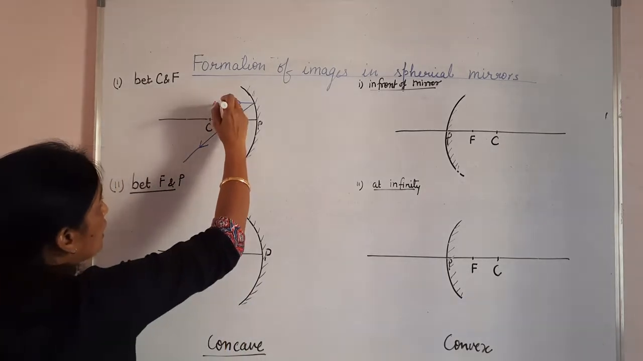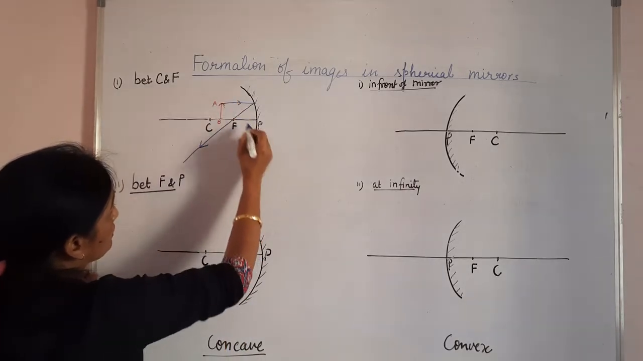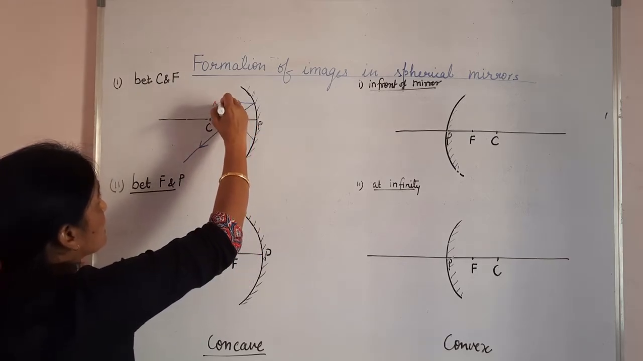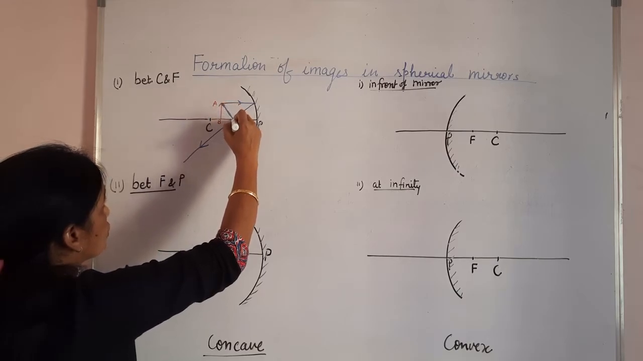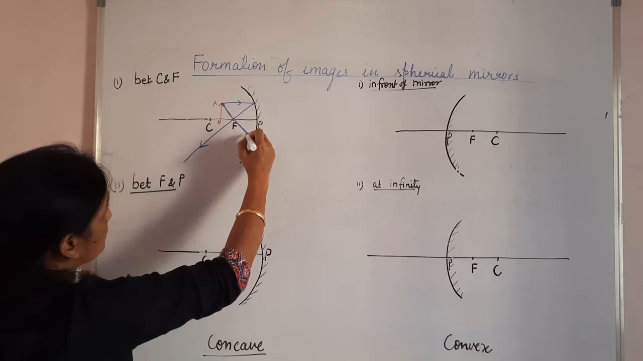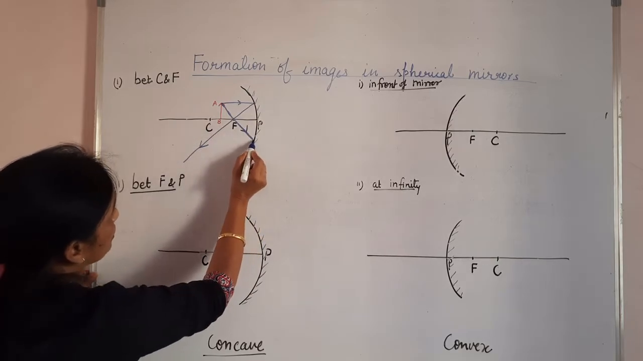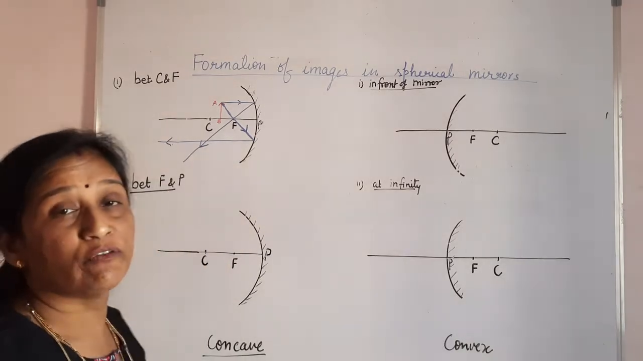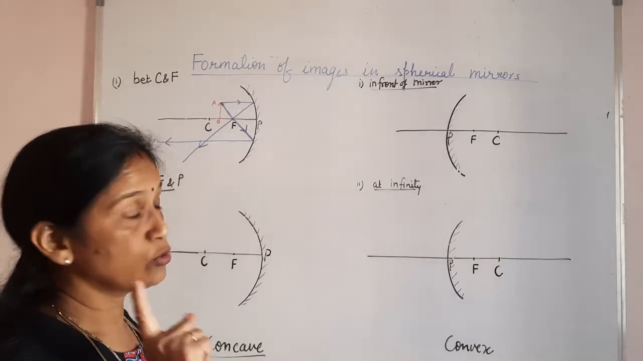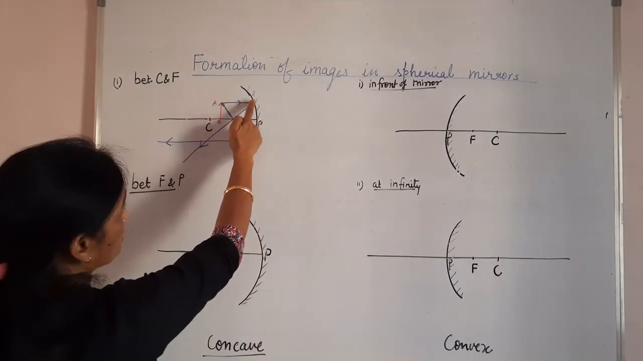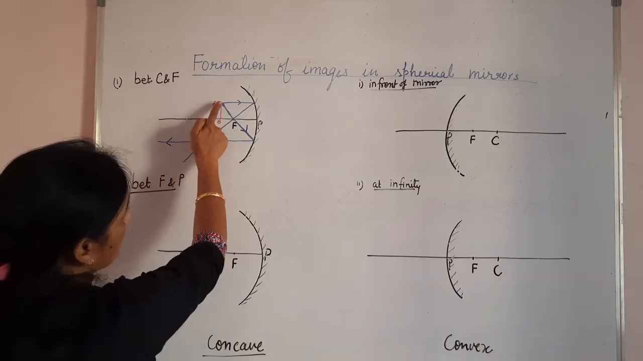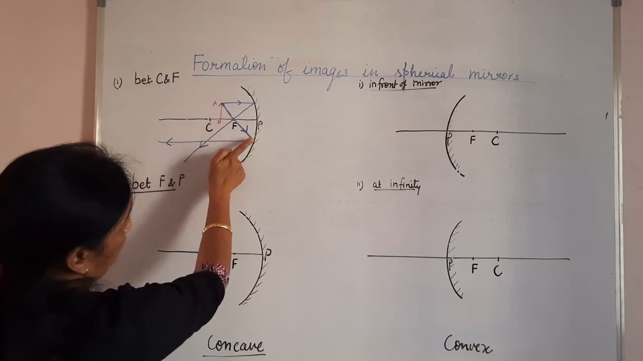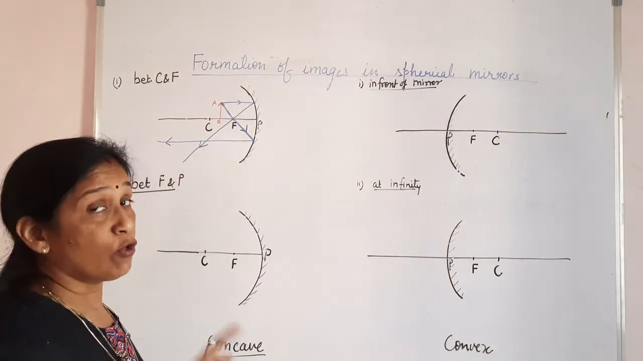The second one: if a ray falling on the mirror passes through F, then after reflection it would be parallel to the principal axis. So this is my reflected ray in the second case. I've used two rules. First, a ray parallel to the principal axis, after reflection, will pass through the focus. Second, light from the object falling on the mirror after passing through F will become parallel to the principal axis.